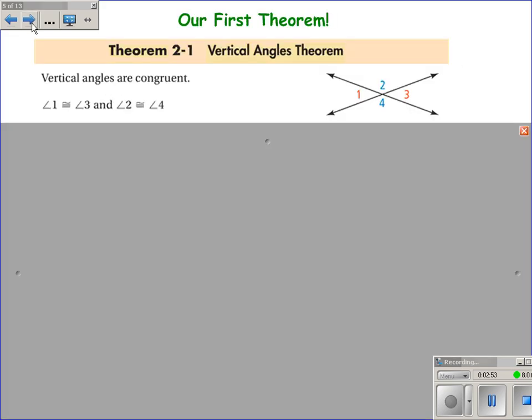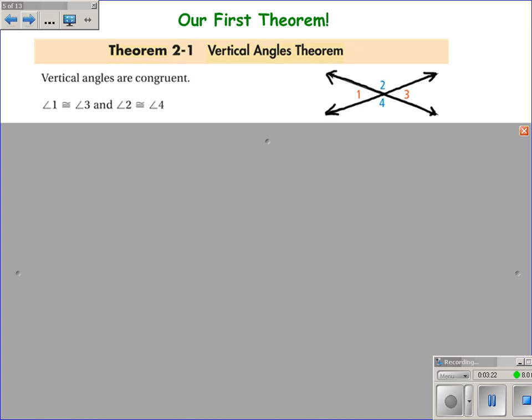Okay, so let's look at our first theorem. It's the vertical angles theorem. Over here we have two intersecting lines, and you should recognize these as forming some vertical angles. Angles 1 and 3 are vertical angles, and angles 2 and 4 are vertical angles. Now the theorem states that vertical angles are congruent. So angles 1 and 3 are congruent, and angles 2 and 4 are congruent.